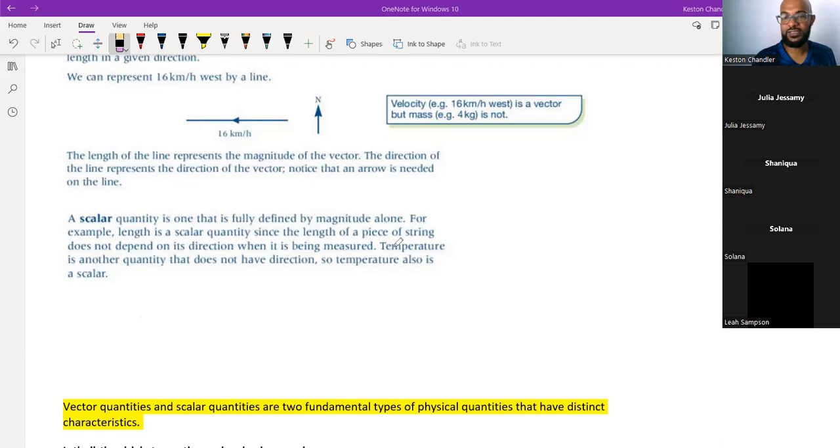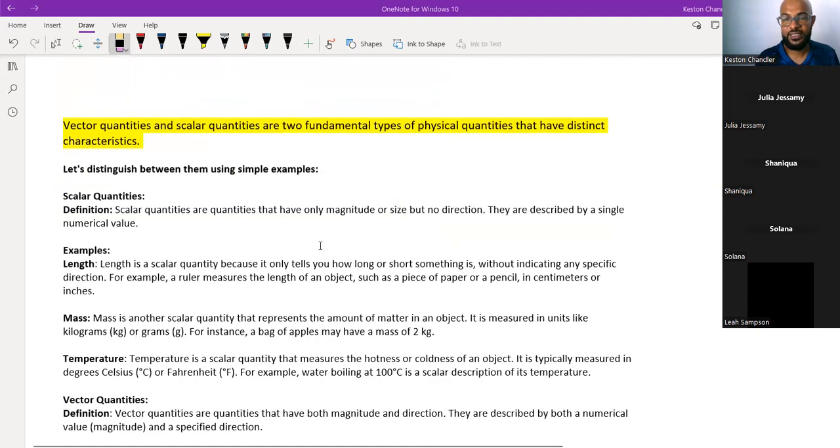Temperature is another quantity that does not have any direction. We measure it in terms of magnitude. We could say today is 36 degrees Celsius, or however much in Fahrenheit. We represent that in one dimension only. So scalar quantities are different from vector quantities because scalar quantities only have size or magnitude, but no direction, right?